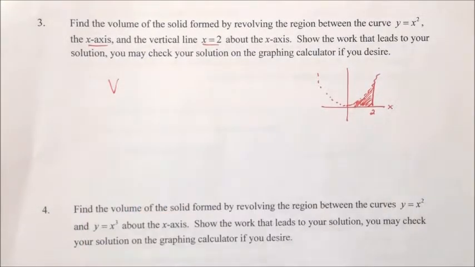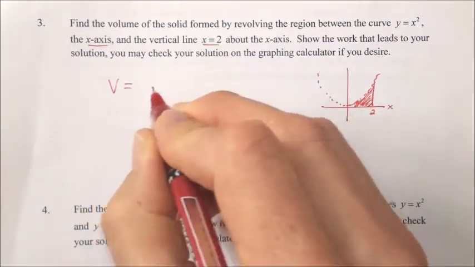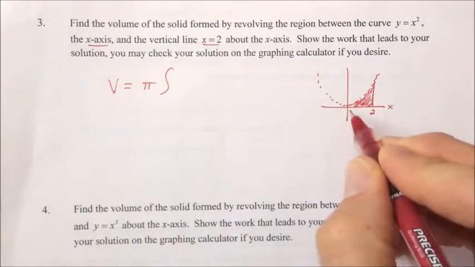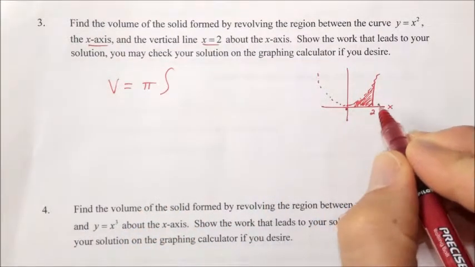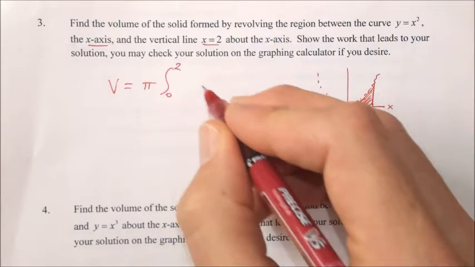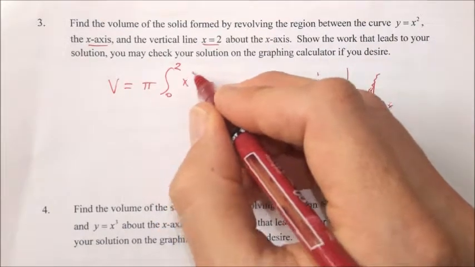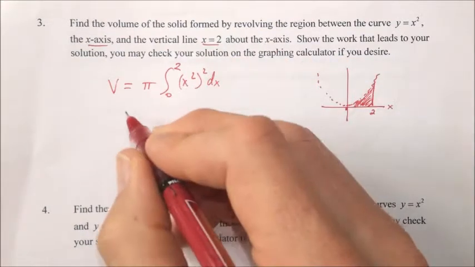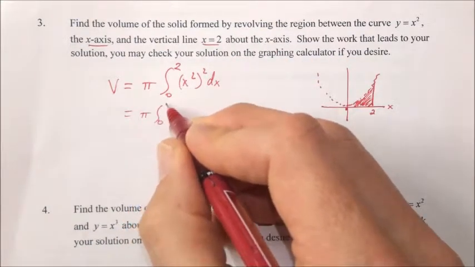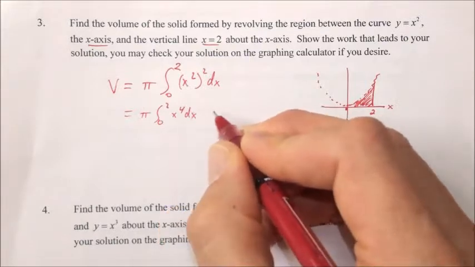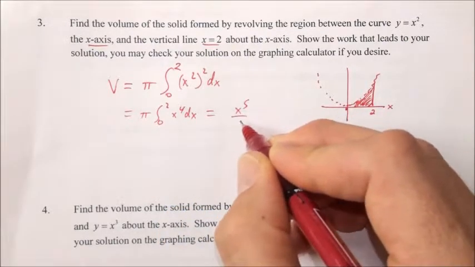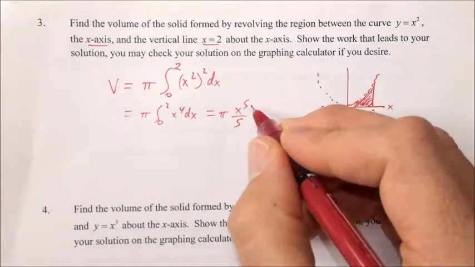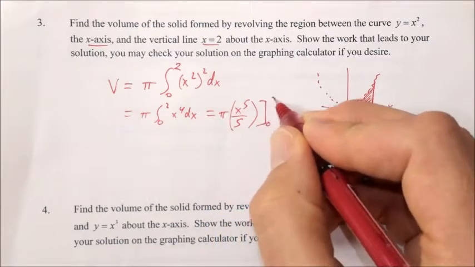So our volume will be equal to pi times the integral from 0, where it begins, to 2. And our function is just x squared, so it's x squared being squared dx. Now x squared squared is obviously x to the 4th, so we have pi times the integral from 0 to 2 of x to the 4th dx. And that will become x to the 5th over 5 when we antiderive it. We still have our pi out front, and this is being evaluated from 0 to 2.